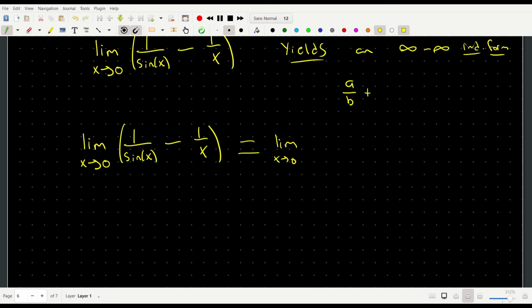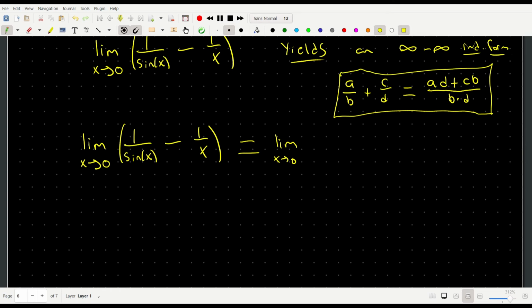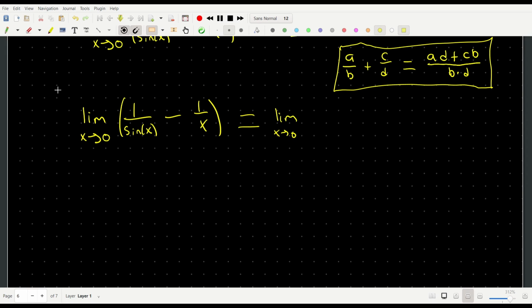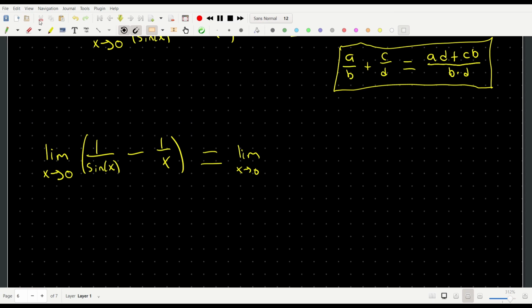So if you have a over b plus c over d, for real numbers, this is the same thing, when we bring this summation of fractions to common denominator, as ad plus cb over b times d. And this is the fundamental thing that we're going to use here always when adding fractions, and it's why it's very, very important to know and be familiar with. This is really all we're going to do here.